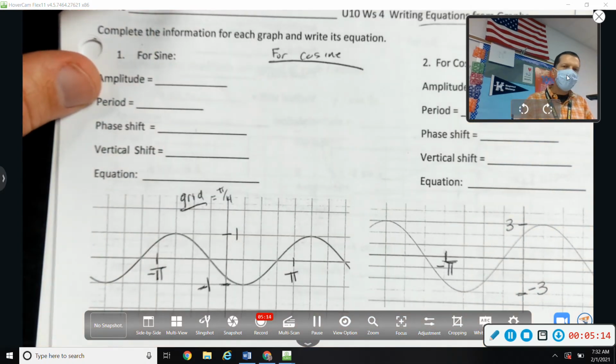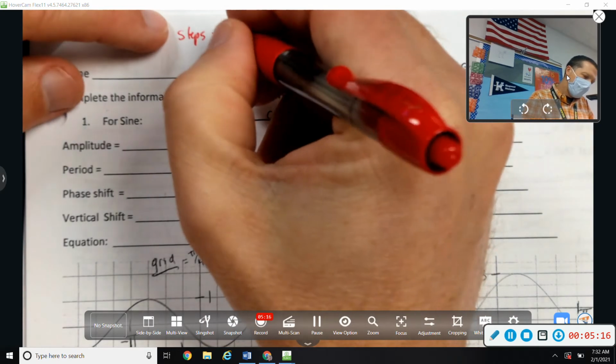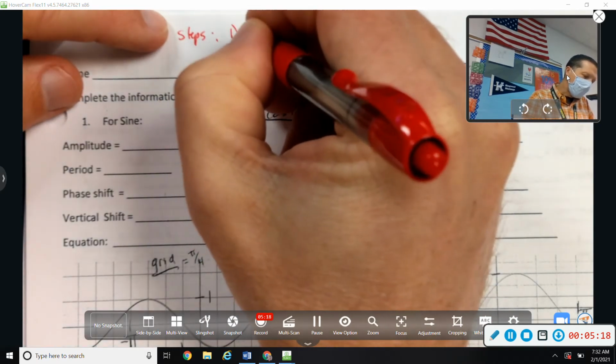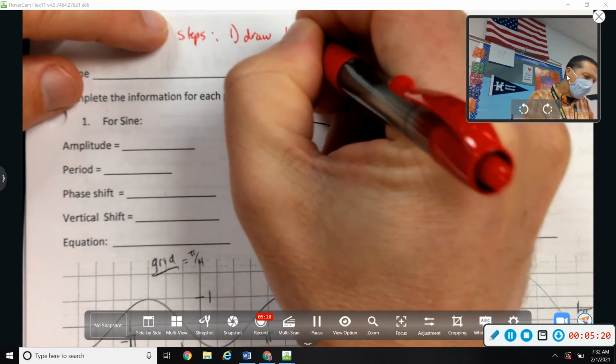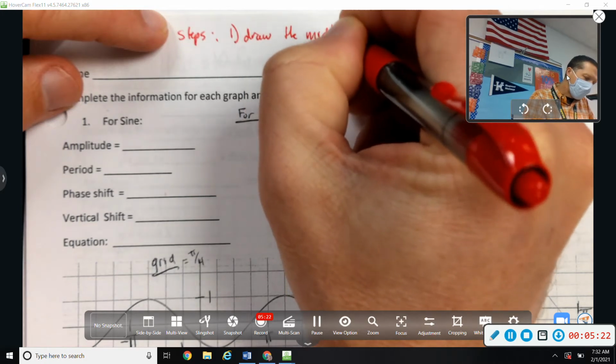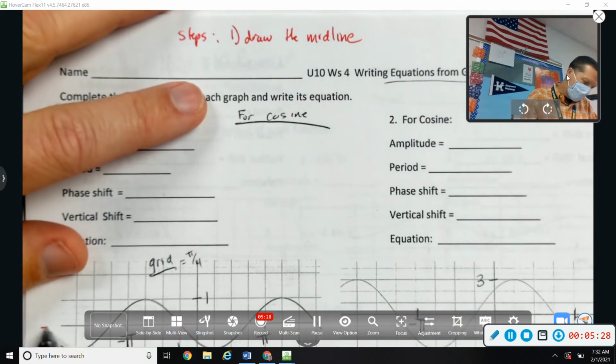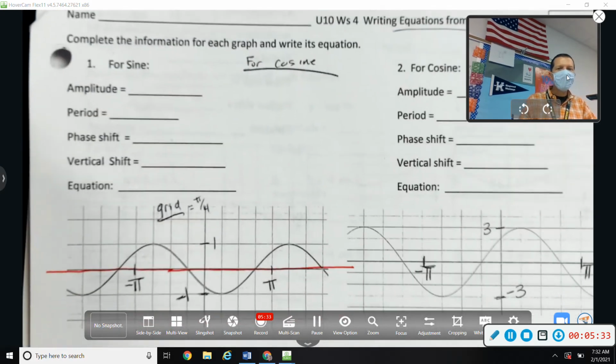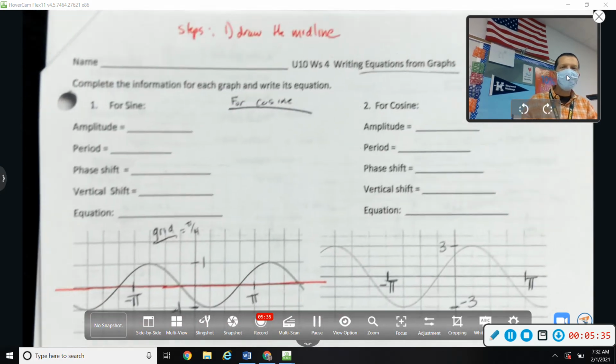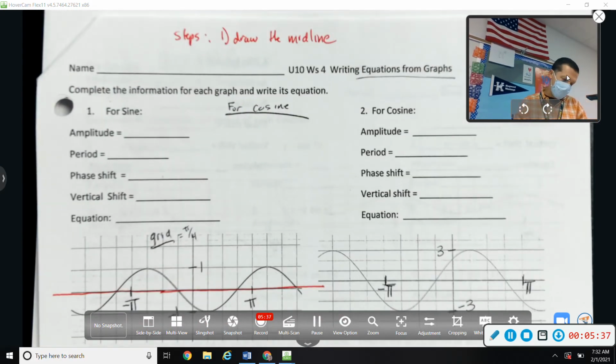So maybe some steps to think about. I don't know if these are even steps, but things that will help. Draw the midline. I'm thinking about A, B, C, D, the D, how far up and down it goes. Some people mess that up if they don't take the time to draw that center line. So draw the center line. That'll help you figure out how far up and down you went.